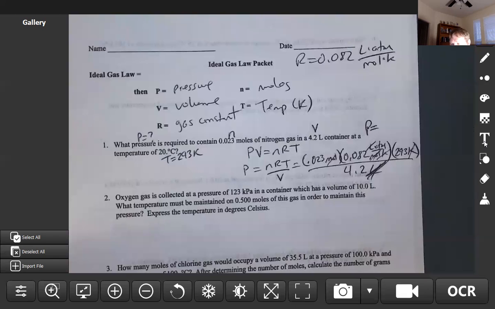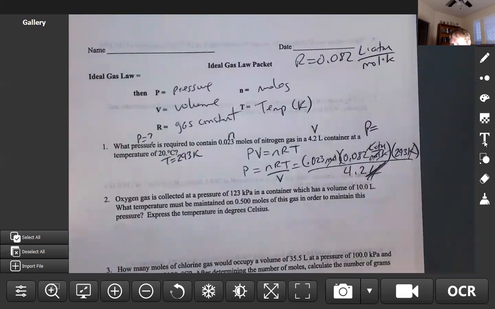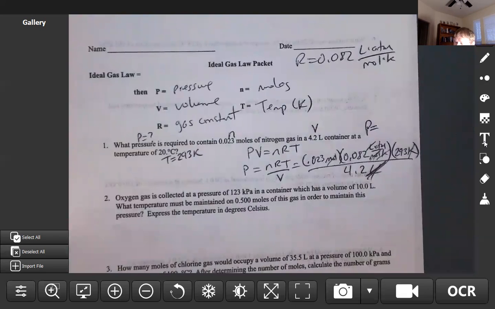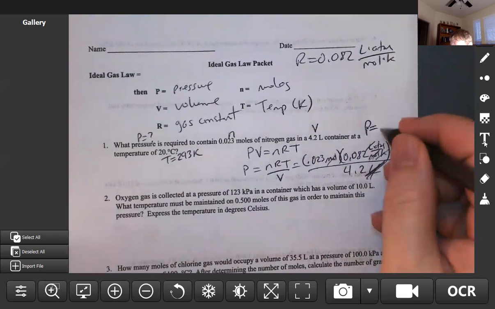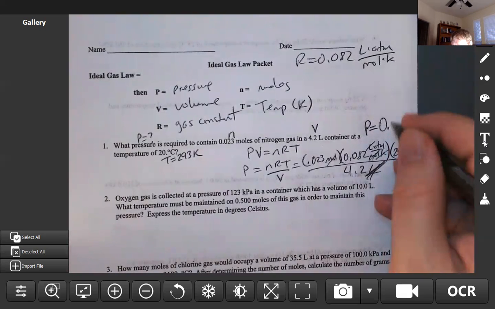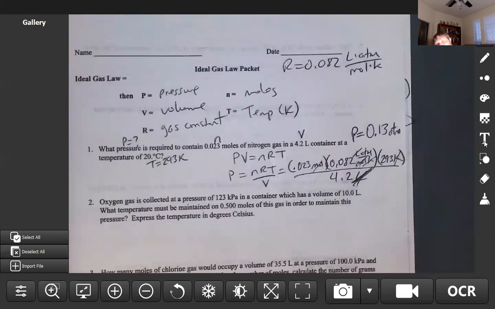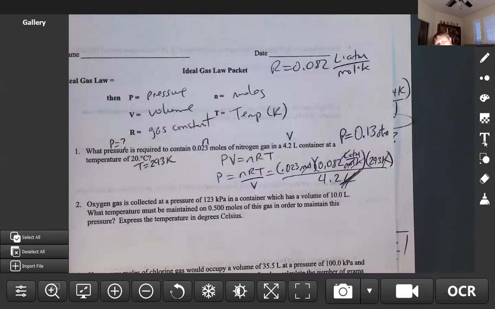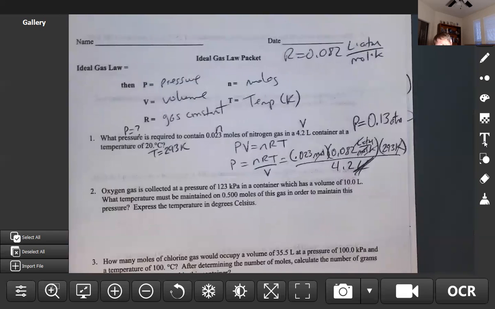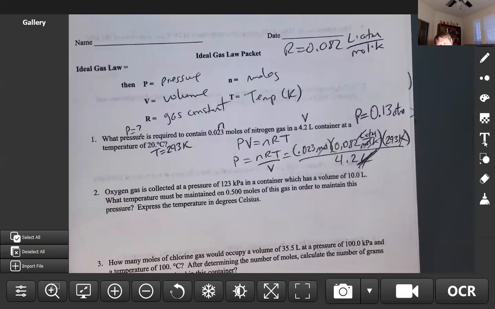So our answer will be 0.023 times 0.082 times 293 divided by 4.2. So unless I made a mistake here, it seems like a very low pressure. I get 0.13 atmospheres. That's very low. But that is not very many moles. That's not very many particles in a pretty large container, just over a gallon. And it's pretty cold. So, yeah, I guess that's okay. Oh, yeah, there's the answer at the bottom. It is good.